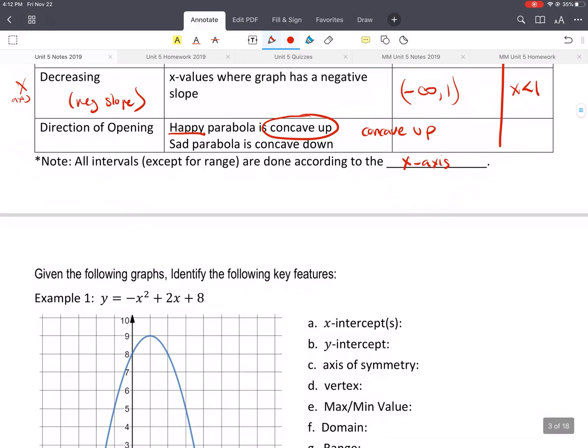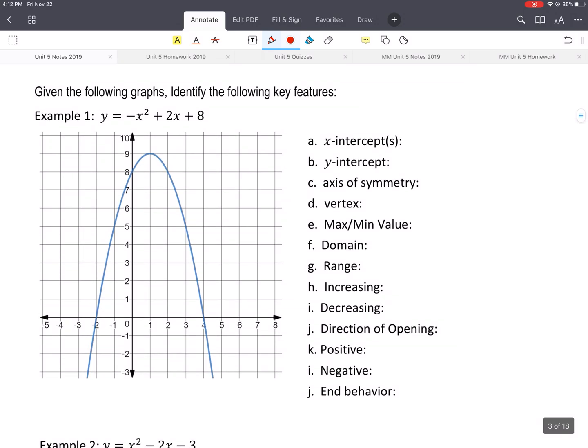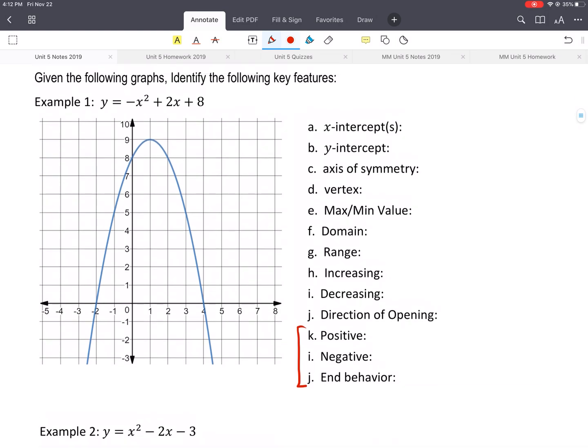All right. So let's do some examples. And there's these other 3 that we'll talk about as we go on. Okay? So here was a graph. Okay, here's a graph. We'd want to label these.